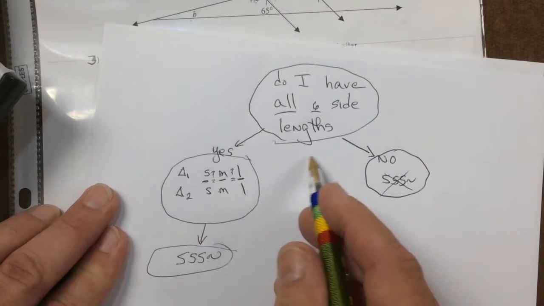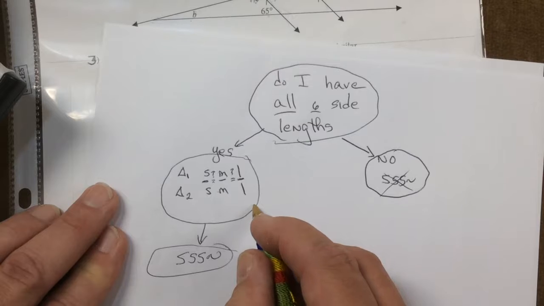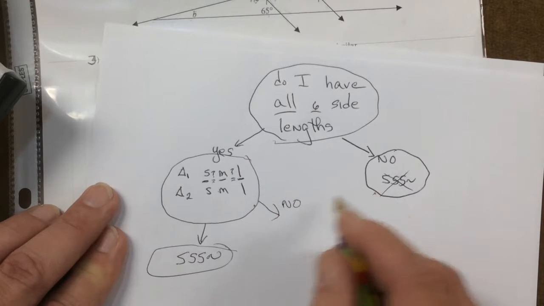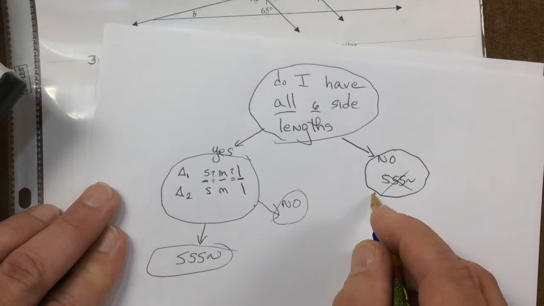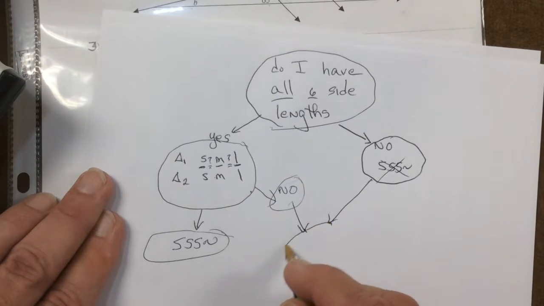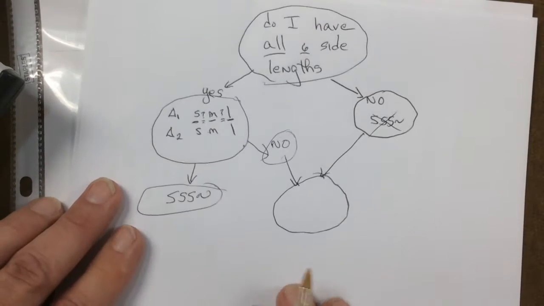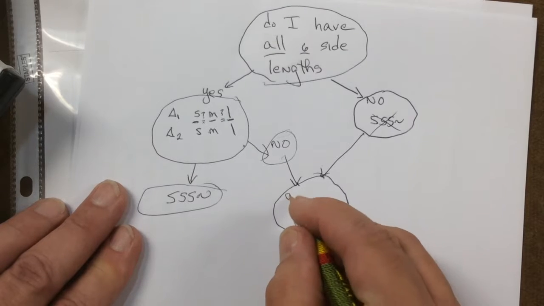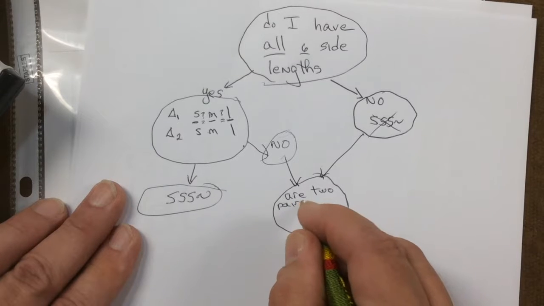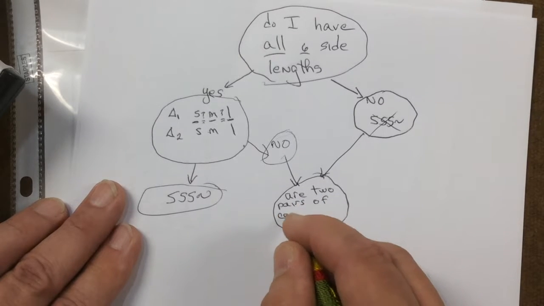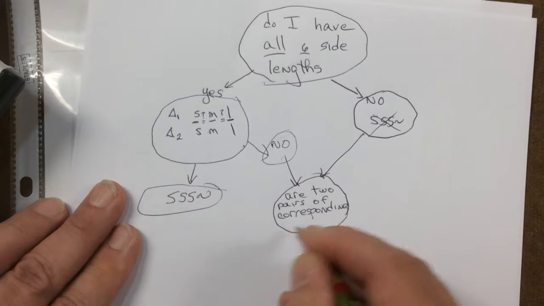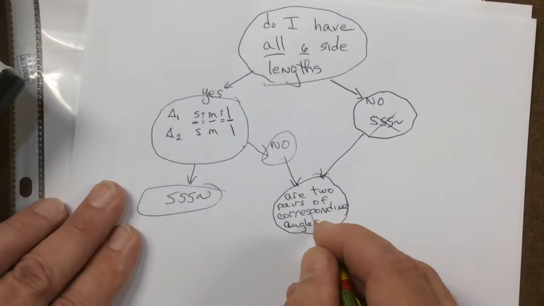Now, if the answer to this is no, or if you got this answer, no, you try something else. You look to see, are 2 pairs of corresponding angles congruent?